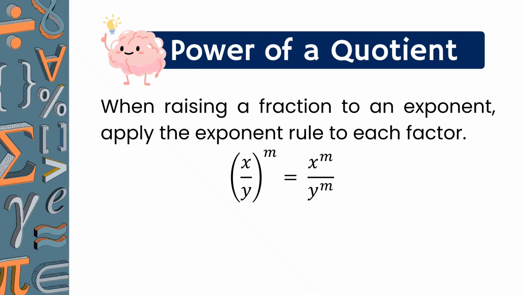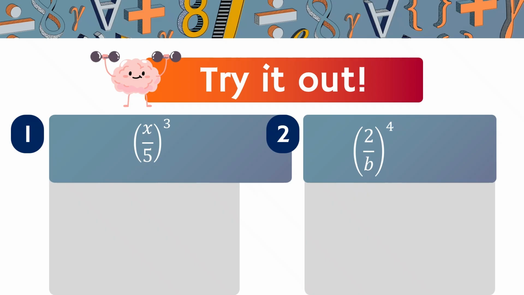Next is the power of a quotient. So when raising a fraction to an exponent, apply the exponent rule to each factor. So if we have (x over y) raised to m, we will have x raised to m over y raised to m. Remember, apply the exponent rule to each factor. Let's try these two examples.